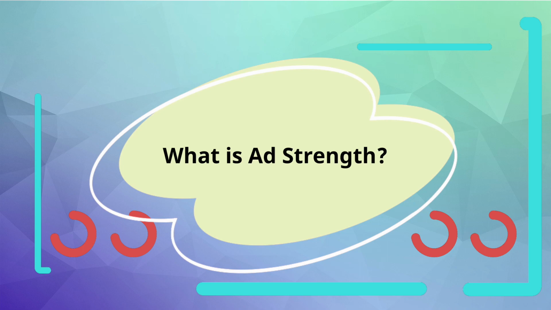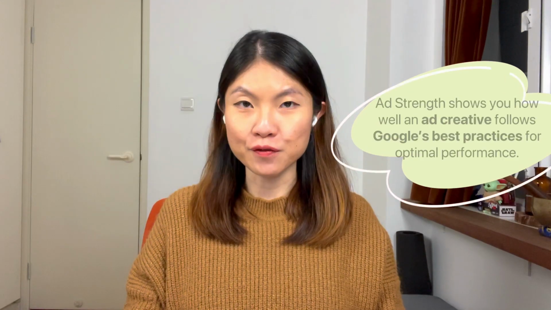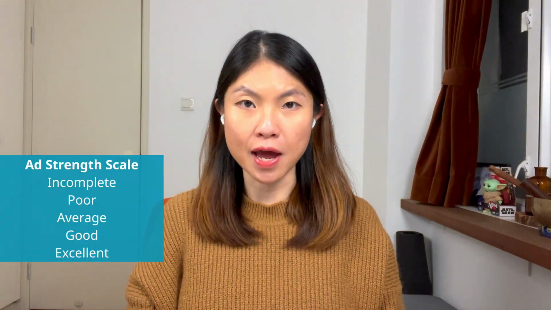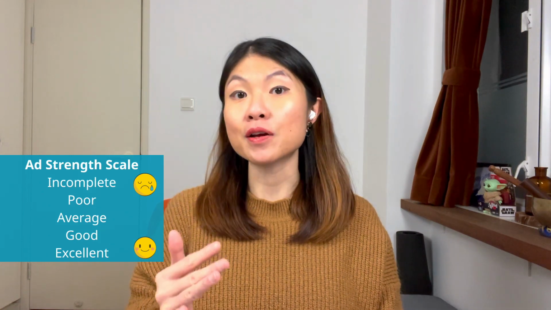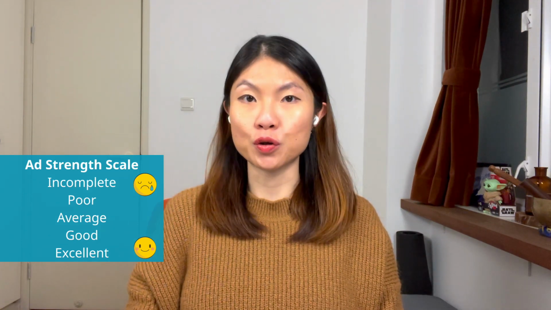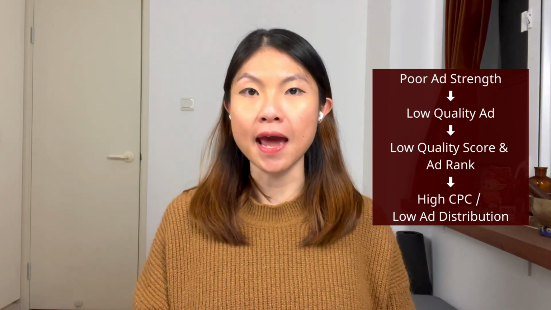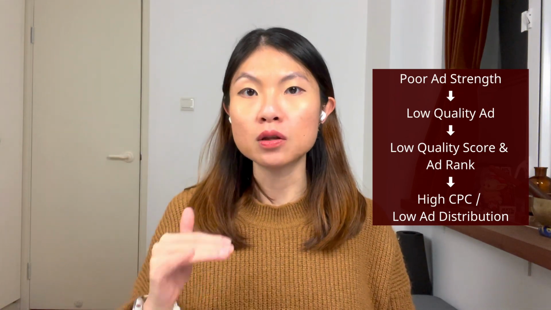Speaking of ad strength, what exactly is this? Ad strength gives you a score based on how well your ad creatives follow the best practices of Google. The scale ranges from incomplete to excellent. And now you might wonder, is it very important to rank excellent or good in the ad strength? However, if your ad receives a poor ad strength, Google might perceive your ad as a low quality ad, resulting in a poor quality score or ad rank in auction, leading to a higher CPC or lower ad distribution.